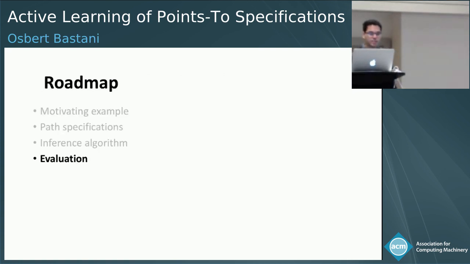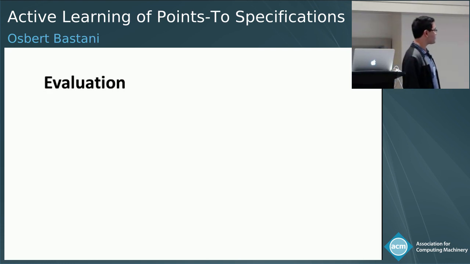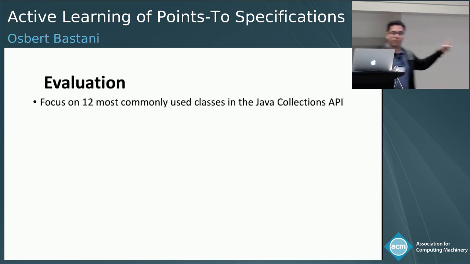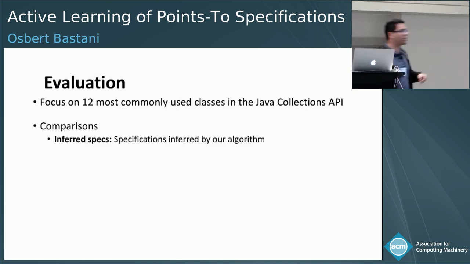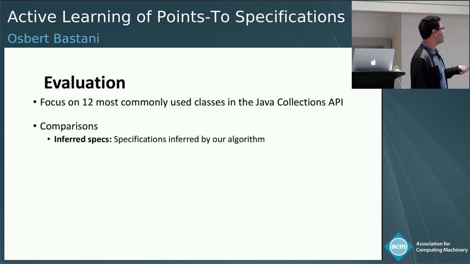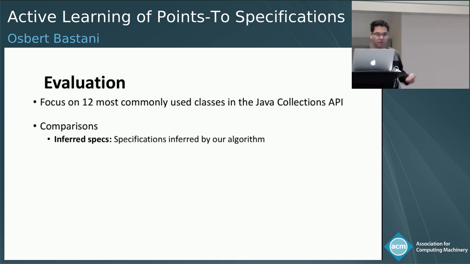So finally, I'm just going to say a little bit about our evaluation. In the paper, we have a more in-depth evaluation, but for this talk, I'm going to focus on the part where we looked at the 12 most commonly used classes in the Java collections API, things like map, list, vector, and so forth. I'm going to show 3 different static PointsTo analyses. The first one uses the specifications inferred by our algorithm.